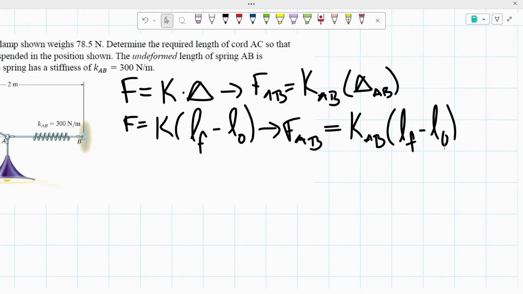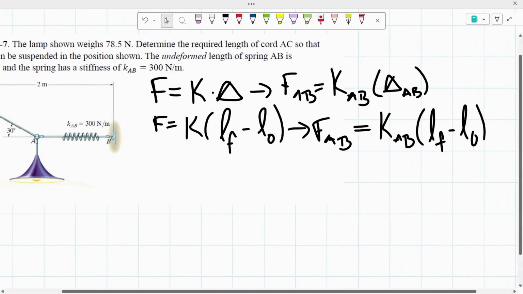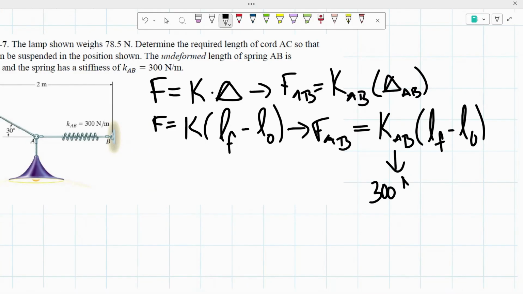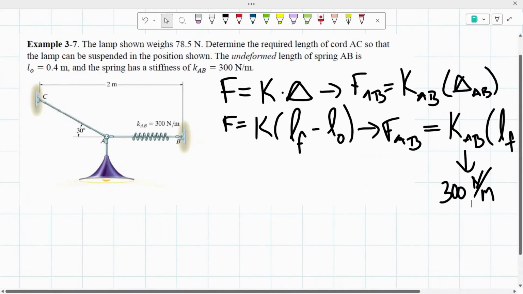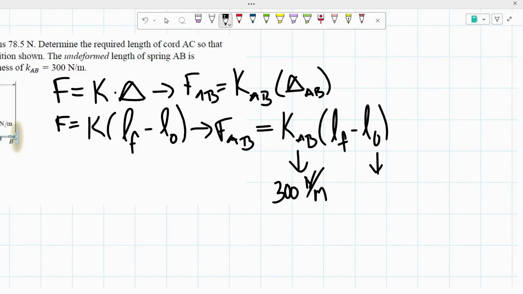And then remember that in the problem, it already gave us that the stiffness of AB is 300 newtons per meter. So we already have that information, 300 newtons per meter. And we have also the original length to be 0.4 meters. So the only thing that's missing from here is length final and the force of AB.